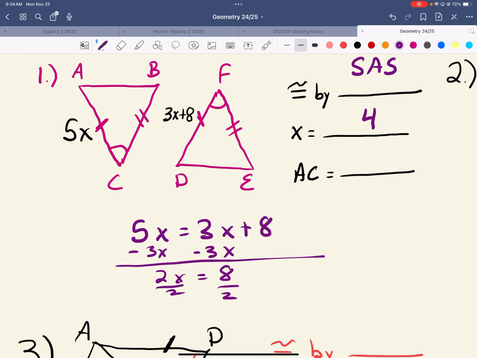We're asked to find the distance from A to C. A to C is 5x. Well, we know our x is 4 now. 5 times 4 is 20. And it's done. Side, angle, side. Our x value is 4. Our AC value is 20.